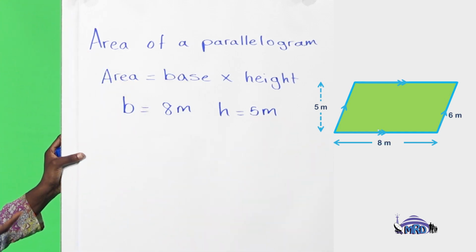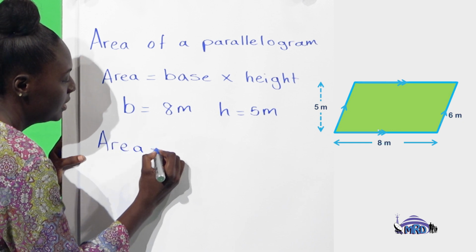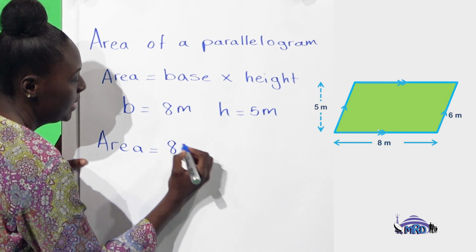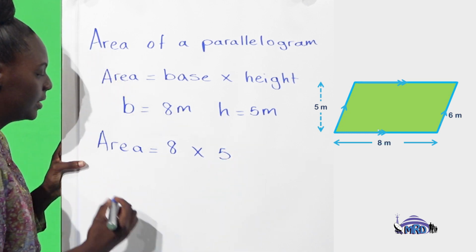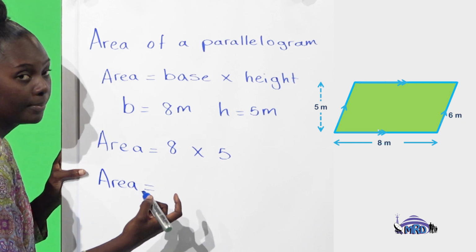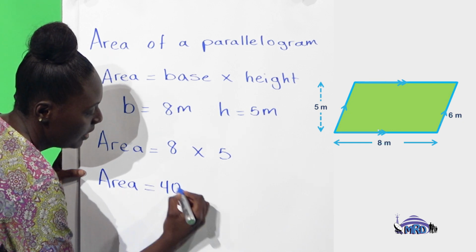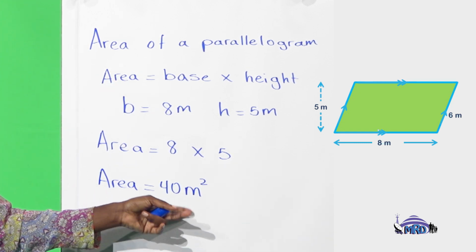So when we apply this to the formula, the area is now equal to the base, which is 8, times the height, which is 5. This gives the area of the parallelogram as 40 meters squared. Remember, area is always in units squared.